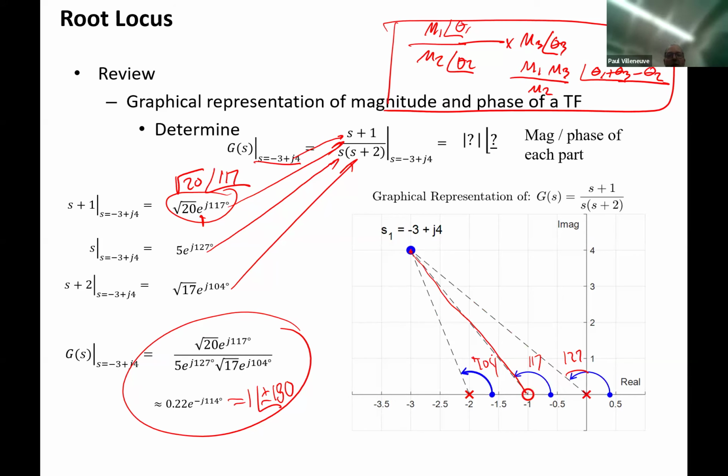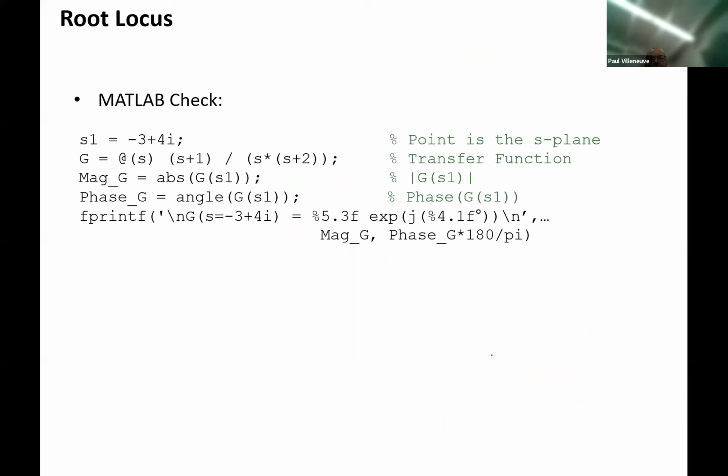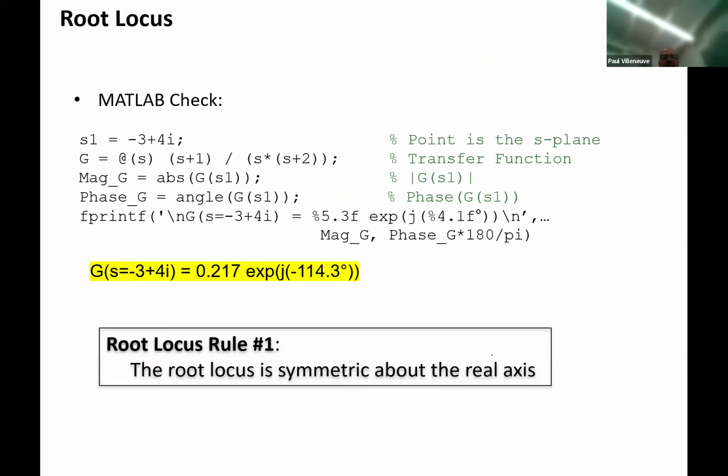So when I sum all those together, that's when I end up with 0.22 at an angle of 114. You can plug this into MATLAB and you can see what you get. You're going to get something like this. One thing we'll say about root locus is they are symmetric about the real axis. Why? Because you have to have complex conjugates. You can't have a plus j conjugate.